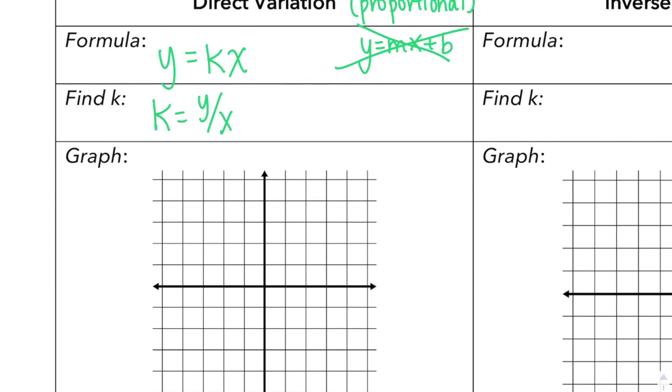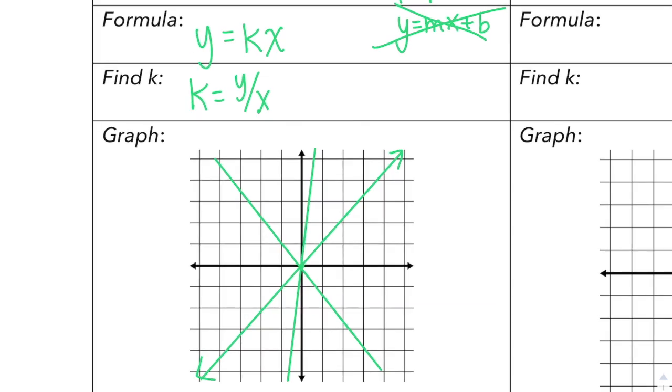And going back to the whole proportional thing, you don't buy anything, you don't get anything. So I would go through the origin, (0, 0). That's a key thing for direct variation, it has to go through the origin. It could be positive, it could be negative, it could be really, really steep like that, but it has to pass through the origin. So that's the key thing. It has to pass through the origin. That's because you don't buy anything, you don't get anything, (0, 0) always works out there.